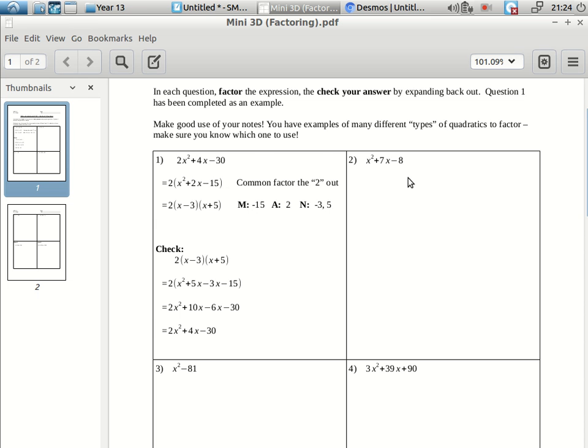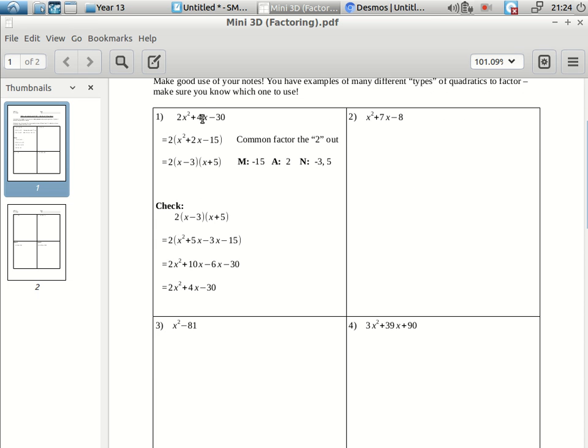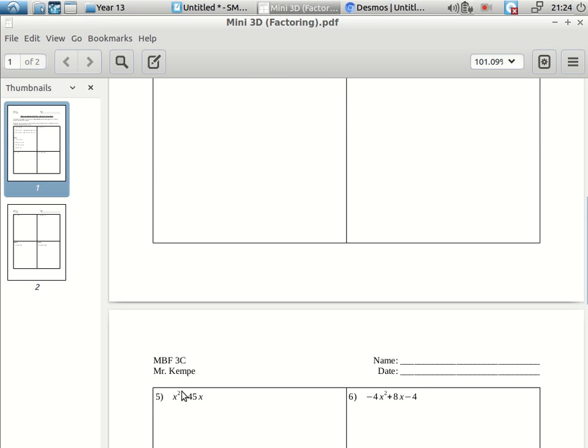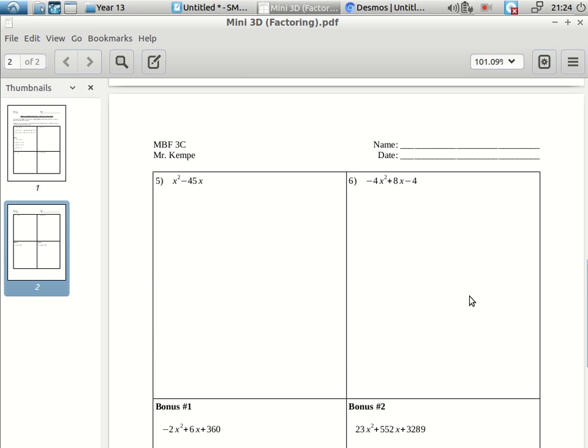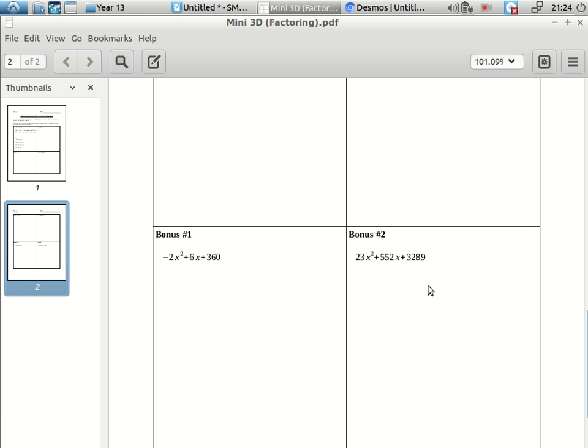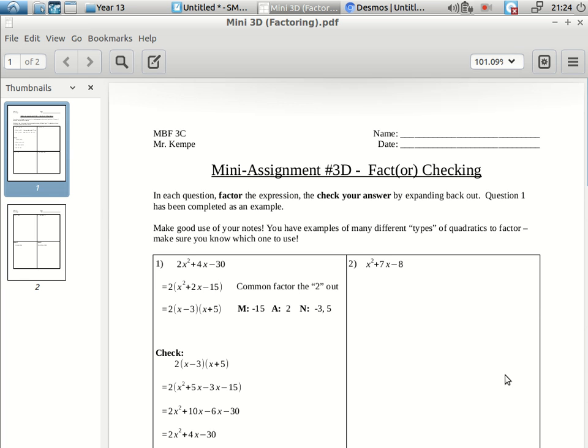There are 5 more like this that I need you to complete: 2, 3, 4, 5, and 6. If you're looking for a bit of a challenge or to earn some extra marks, I put 2 bonus ones on the back of the sheet. Those are your 2 tasks. If you're trying to decide which one to put more focus on, this one is for marks. The other one, with the iPads and Desmos, you are going to need for the start of tomorrow's class to discuss. You can pick and choose, but either way, both of these things need to be done for tomorrow.